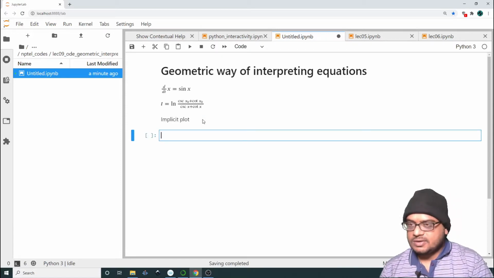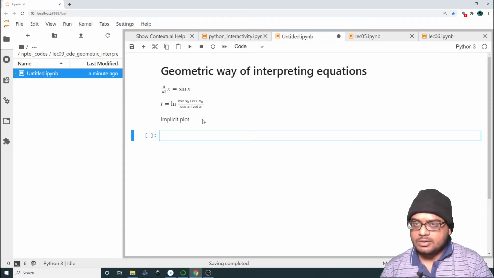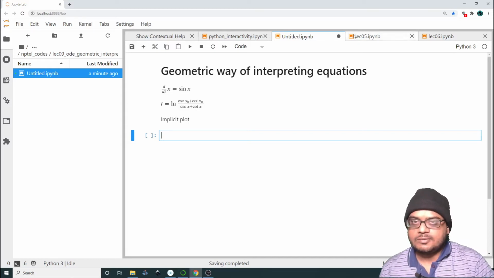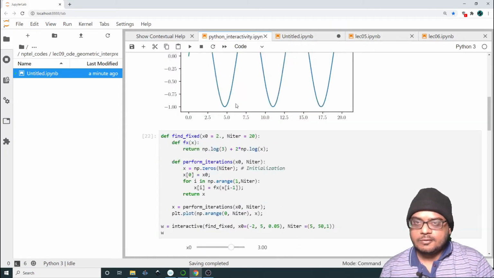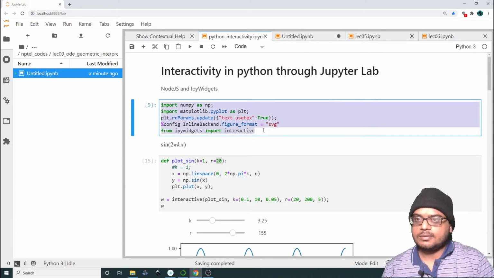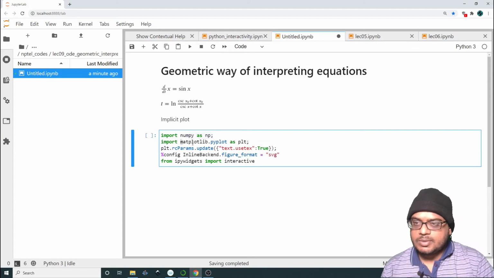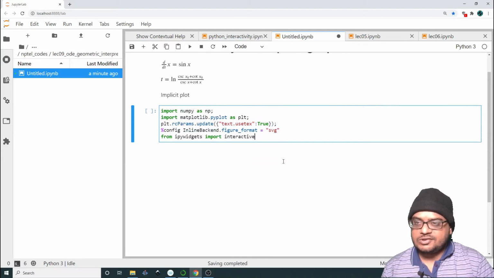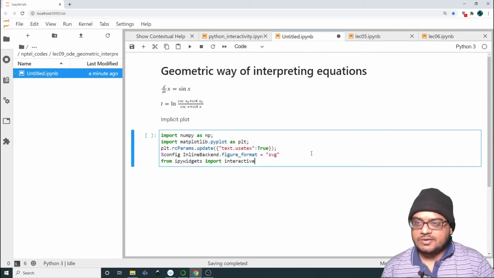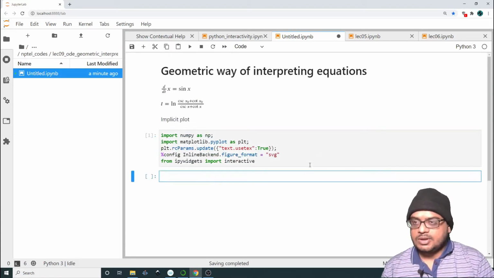Okay, so let us create the domain on which we want to make the implicit plot. So let us import, in fact let me copy this bit of code. We will require it in this study as well. So we are importing numpy, matplotlib, we are updating the matplotlib parameters, we are making the inline figure to svg, and we are importing ipywidgets. Okay, so let me execute this.